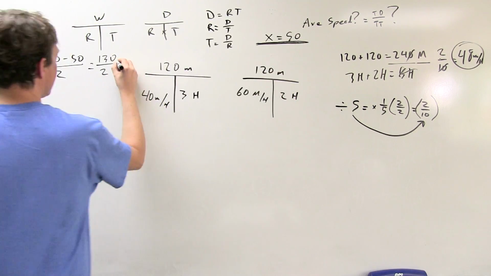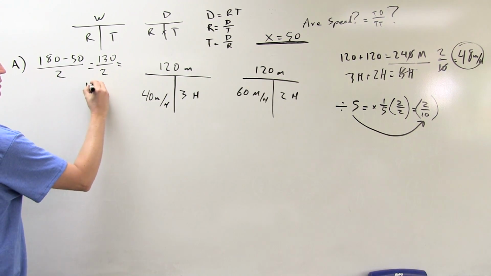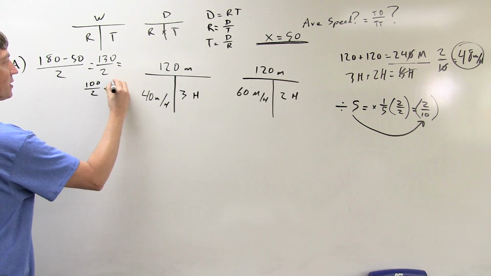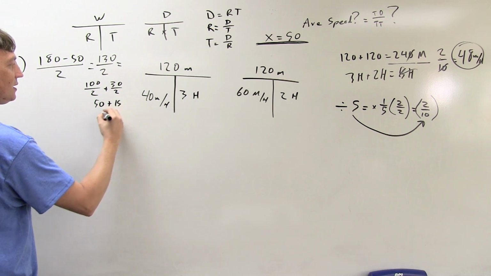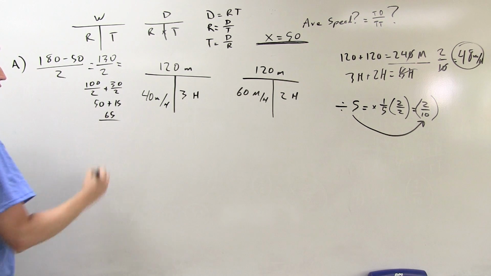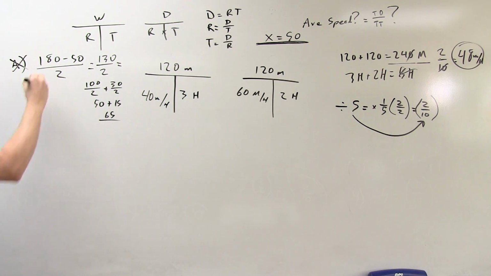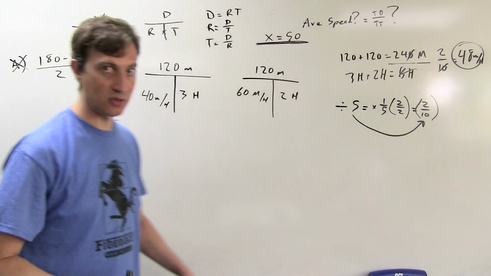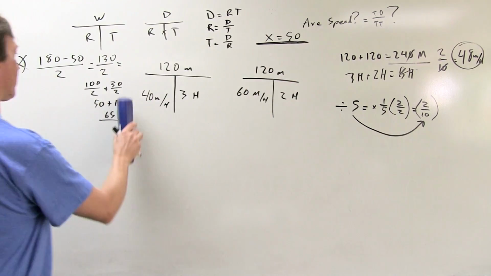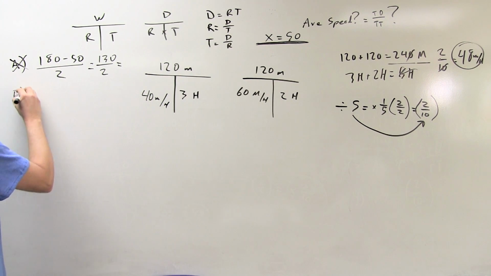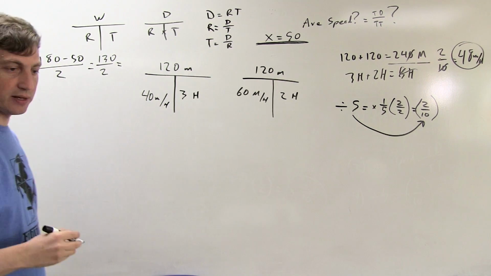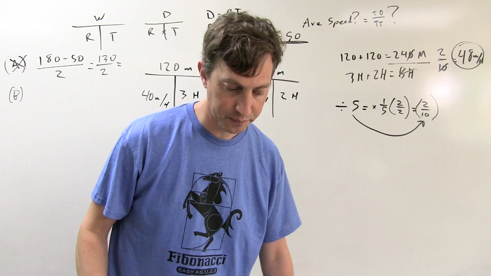Or we could actually just calculate it and say, this is the same as 100 over 2 plus 30 over 2, which is the same as 50 plus 15, which is, of course, 65, which is not what we're looking for. It's not answer choice A. Forget about answer choice A. It's out of the running. And that's the thing I really like about this technique. It guarantees something is not the answer if it produces the wrong result.